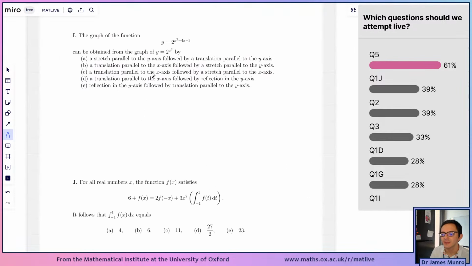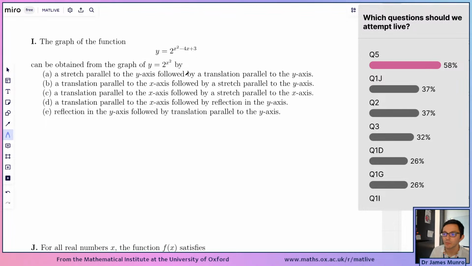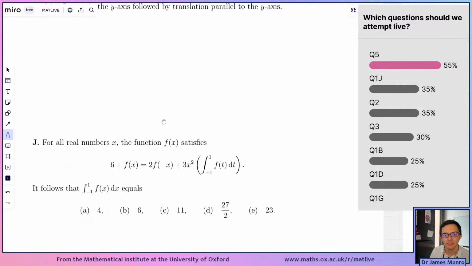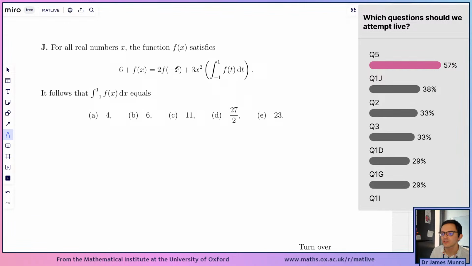I and J, obviously. Yeah, so transformations. How do you get from x squared to x squared minus 4x plus 3? It's one of my favourite quadratics. What does that mean for your 2 to the x squared graph? We'll talk about that one in a second. And J is extremely weird.